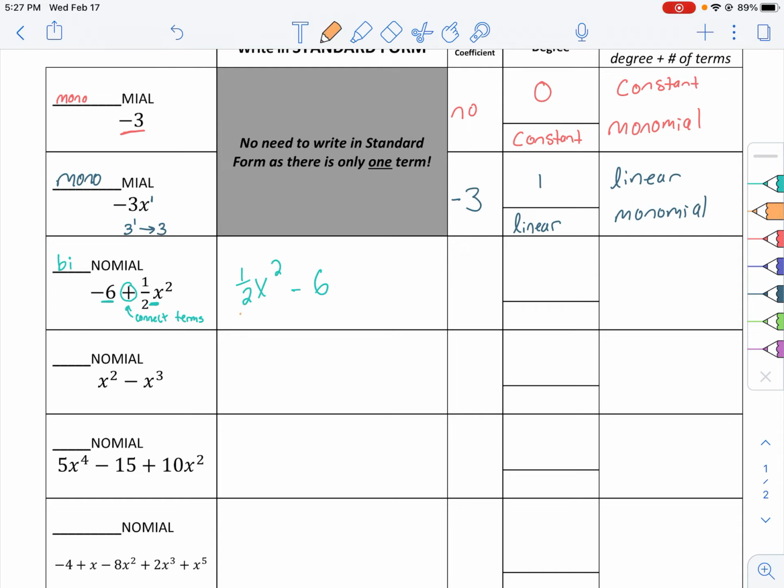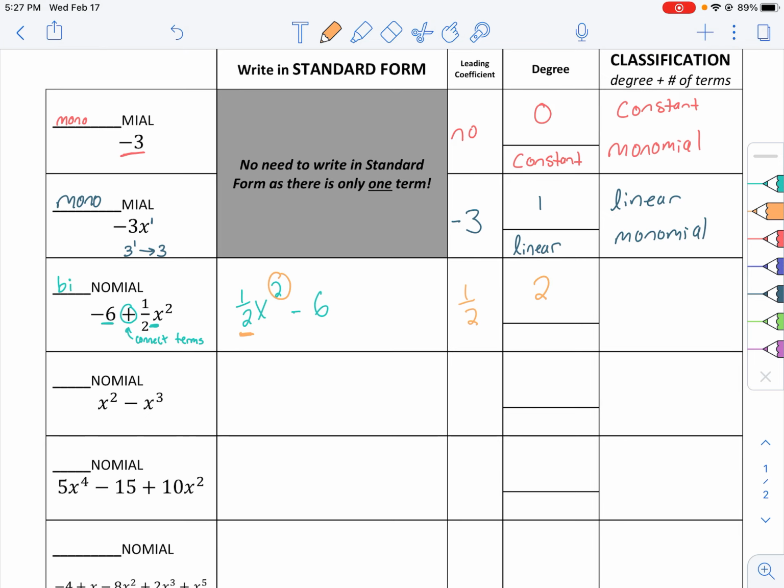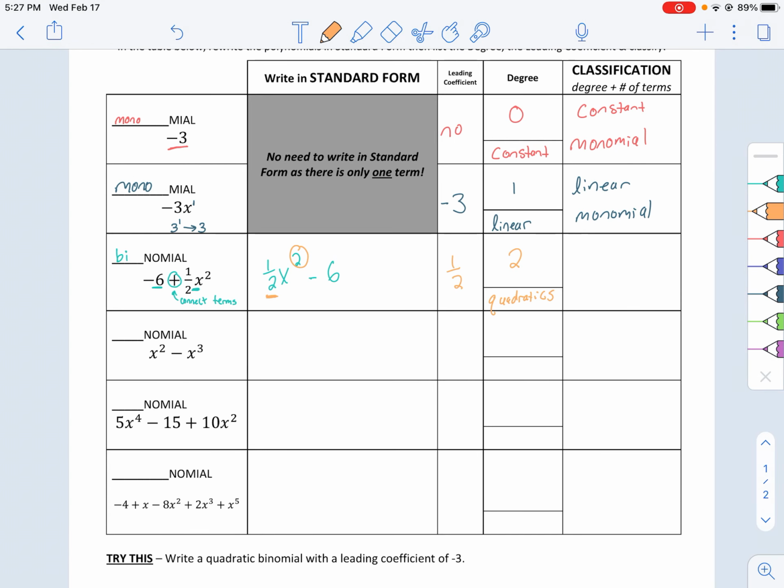This also lets us know that the leading coefficient right here is 1/2, because the leading coefficient is the coefficient on the variable with the largest exponent, which in standard form is always that first variable. That degree specifically this time is 2, right? Because the highest degree right here is 2. These ones we call quadratics. So classification, degree plus the number of terms. So this is a quadratic binomial.